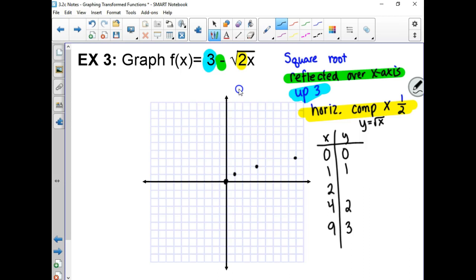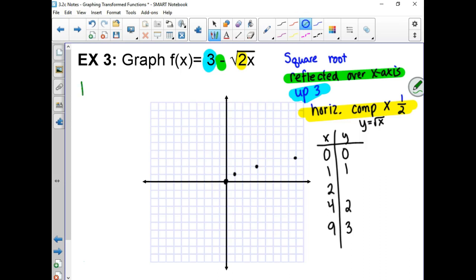All right, we can reflect or do the horizontal compression first. I think the compressions are the most difficult. I usually try to do those things first. Plus, they have to be done before you move anything up, down, left, or right. So for our vertical compression or expansion, we multiplied the y-coordinate. What do you think we're going to do for the horizontal expansion or compression? Not divide the y-coordinate, but we're going to multiply the x-coordinate here.